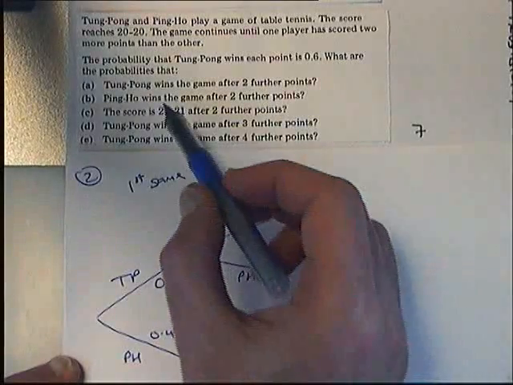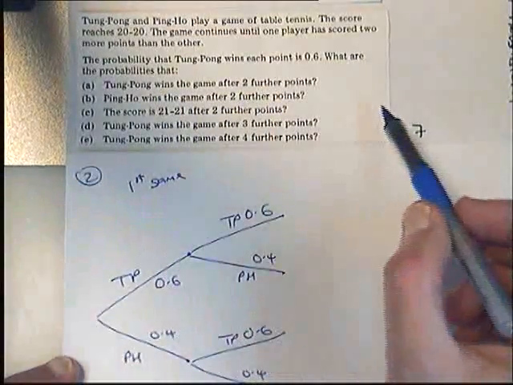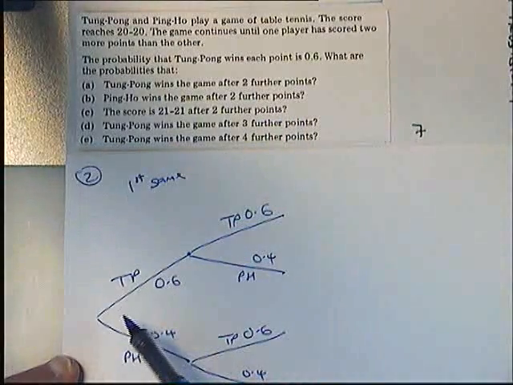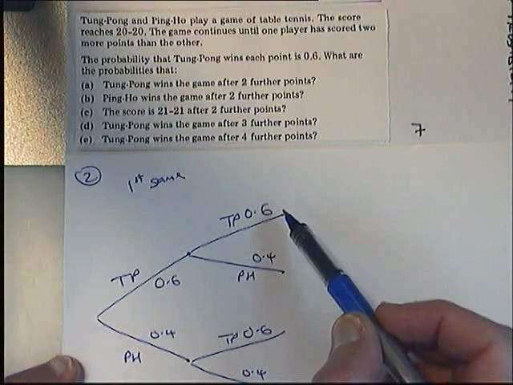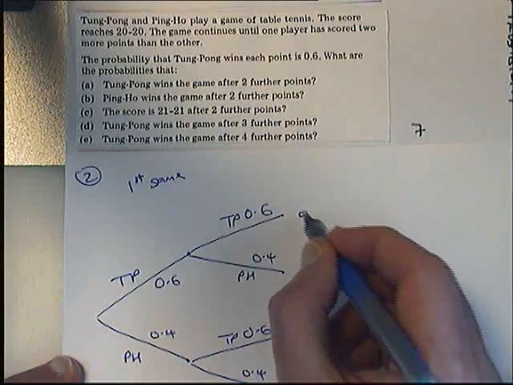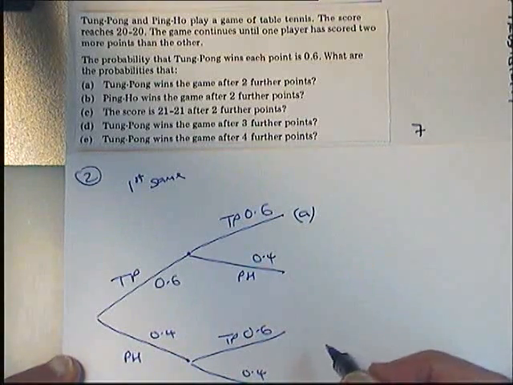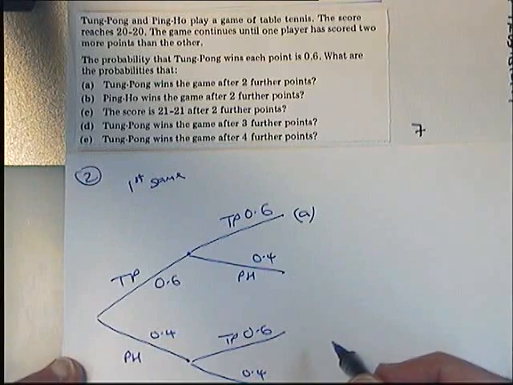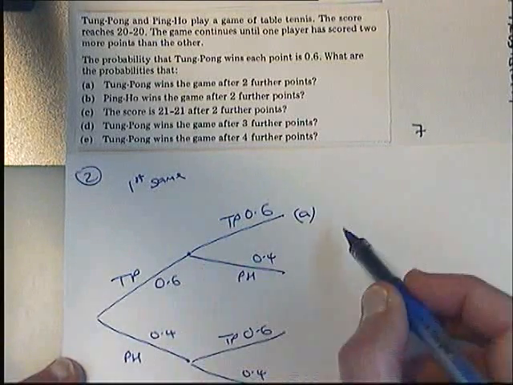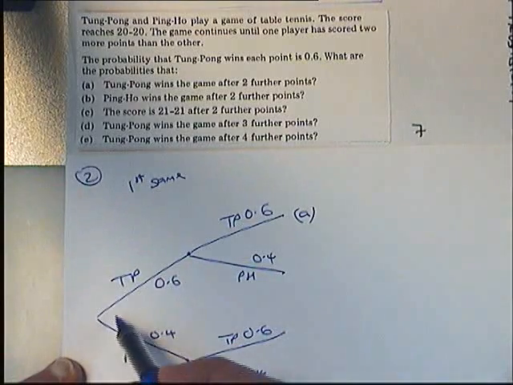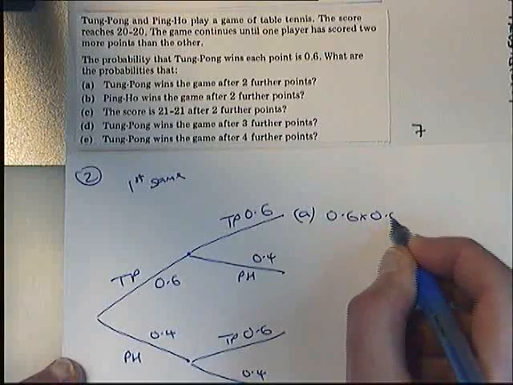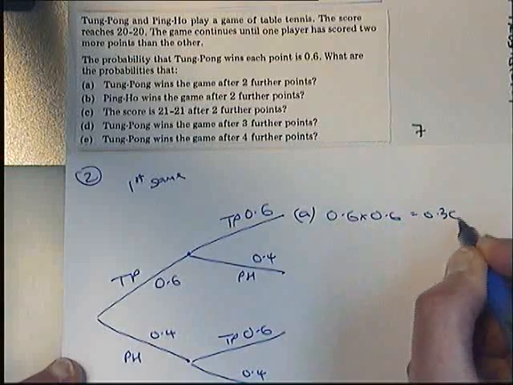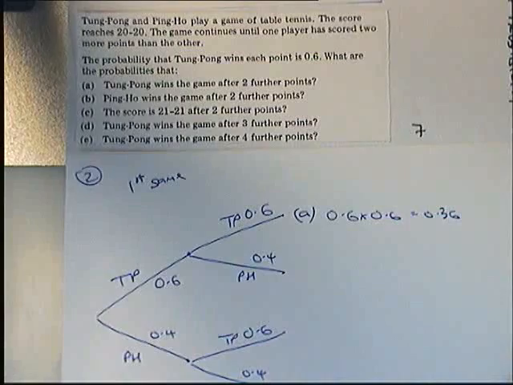So part A, TP wins the game after 2 further points. Well, he's got to win the first game and he's got to win the second game for that. So part A, the answer takes you up here. That's the only way you can get part A correct, by TP winning twice. So the numbers you pass are 0.6 and 0.6, and you times them together. So 0.36 is the answer for that first part A.